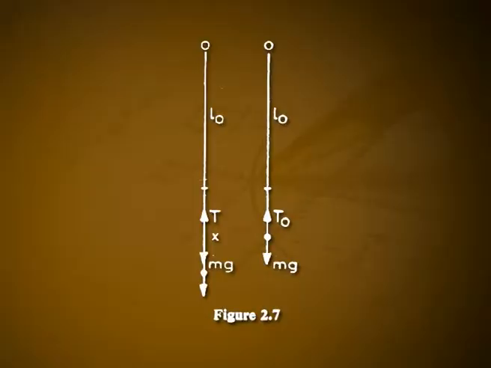As one example of simple harmonic motion, consider a particle of mass m attached to one end of a perfectly elastic string, the other end of which is attached to a fixed point O. See the figure. The particle moves under gravity in vacuum.